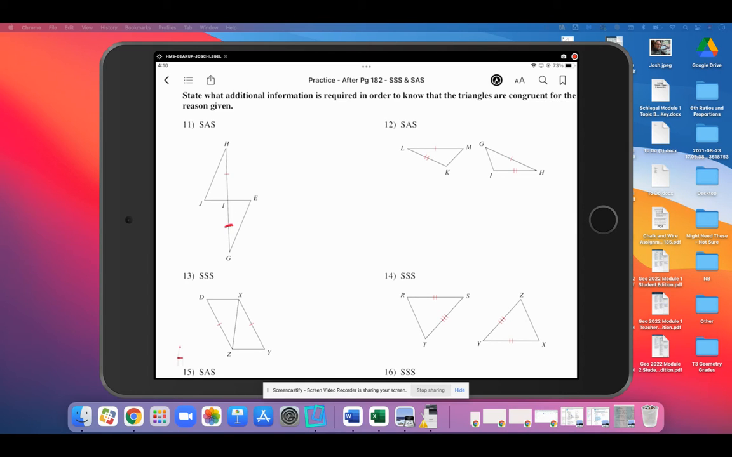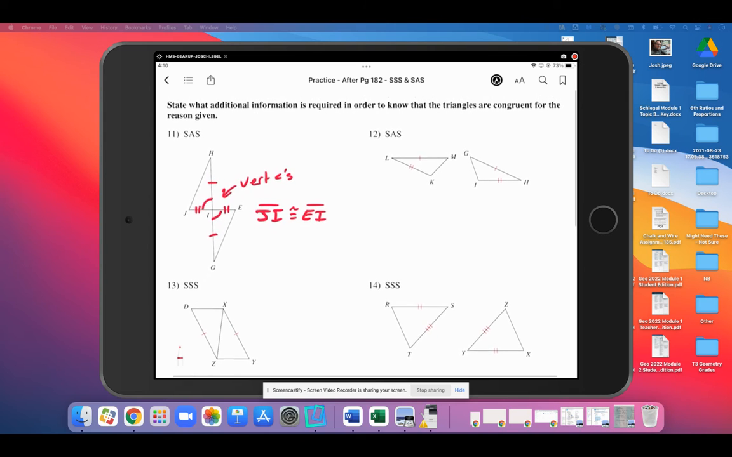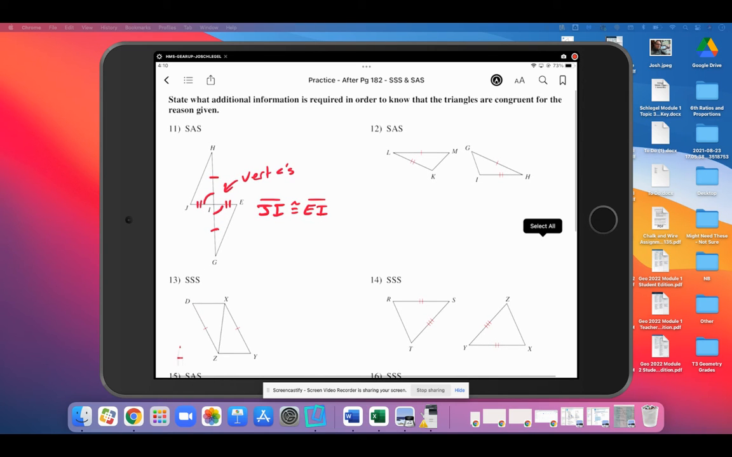We know that this side and this side are congruent. This angle in the middle would be congruent to this angle in the middle because of vertical angles. And so if I have that side, that angle, I would need this side, and I would need this side. So I would need to know that JI is congruent to EI. And we don't know that, so we can't prove these triangles are congruent, but that's what we would need in order to use side, angle, side for number 11.